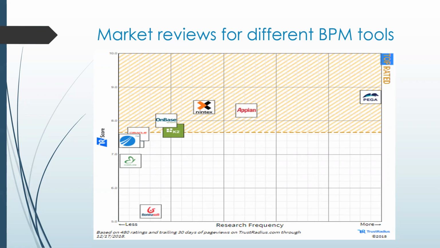And this is a market review for different BPM tools. There's Pega, Nintex, IBM BPM, Appian, a lot of BPM tools. This graph represents the research frequency versus the rating, the customer satisfaction rating. If we observe, the research frequency of Pega is quite high. With each new version they come up with a lot of new features. Right? The research frequency is quite high.